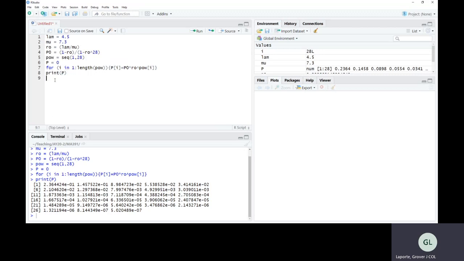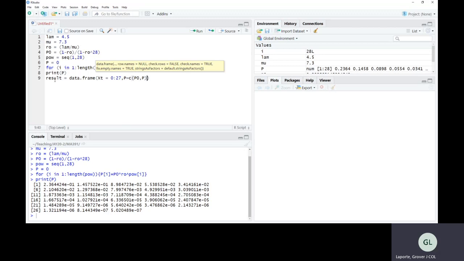So we don't have P0 in there, so we'll add that one whenever we pull up the data. Matter of fact, let's just create it now. So let's call our result equal to data.frame. And then I want xt to equal 0 to 27. So that's the state that we're in. I want P to equal P0 in the front and then P after that. So that's the P that we just created.